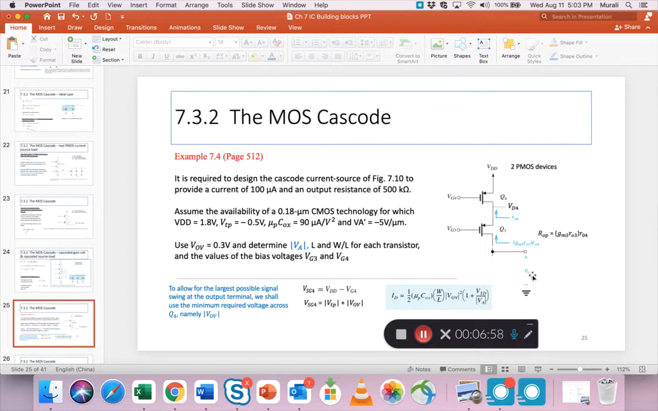Then he also uses the same formula to find VG3. Instead of VDD, now you put whatever was at VD4, which is 1.5, in this formula. Then at the very last step, he finds W by L using this, because everything else is known, right?